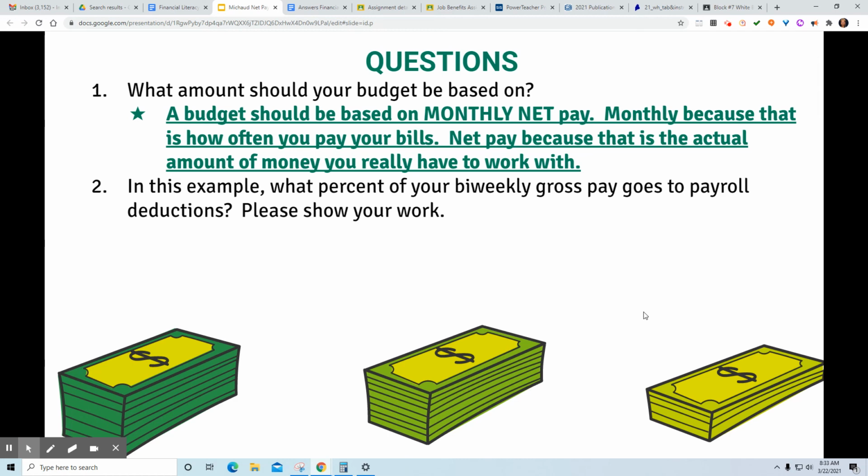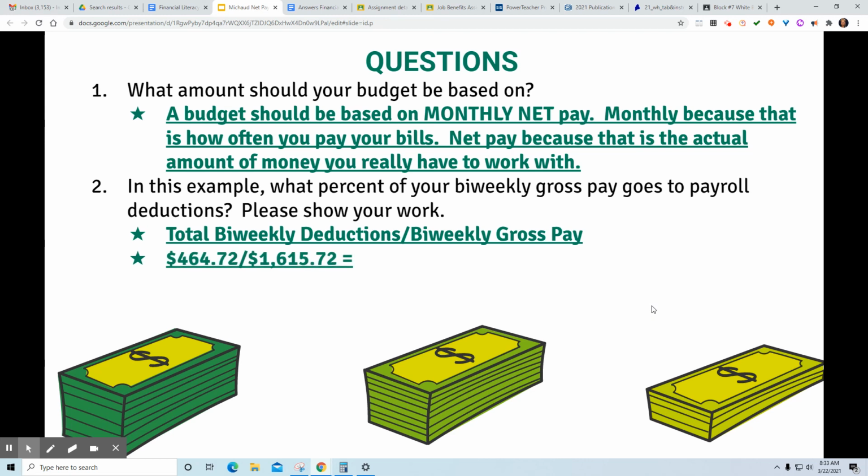In this example, what percent of your biweekly gross pay goes to payroll deductions? Please show your work. So this is question 2. So you need to take your total deductions and divide it by your gross pay. In this example, it's $464.72 divided by $1615.38 is 0.2876, which is 28.76%, which makes sense because you can plan on losing about 25 to 30% of your income through payroll deductions.